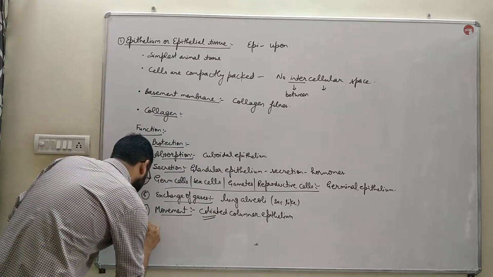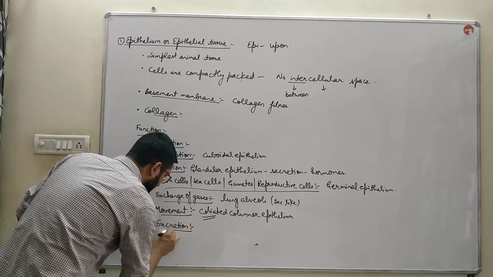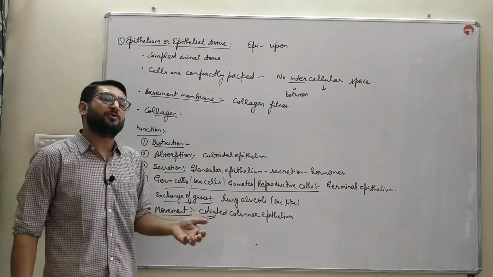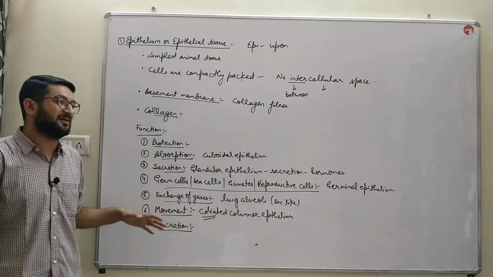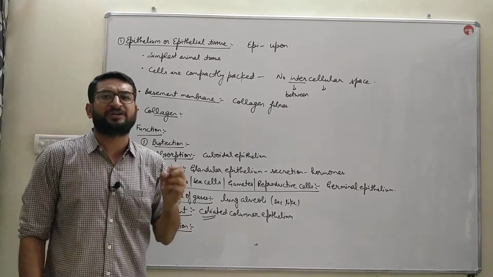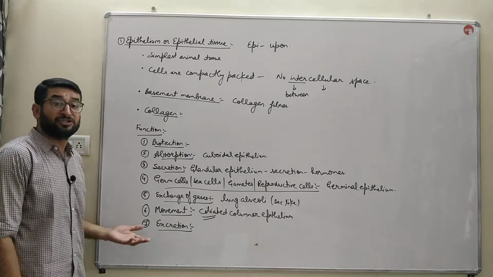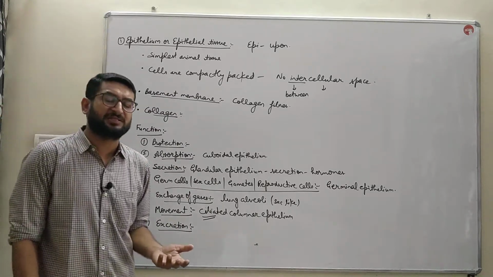Next. Excretion. First we'll discuss what is excretion. In your previous classes you must have studied that term, bache. What is excretion? Removal of the waste products out of the body is known as excretion. So epithelial tissue helps in the excretion of the material.